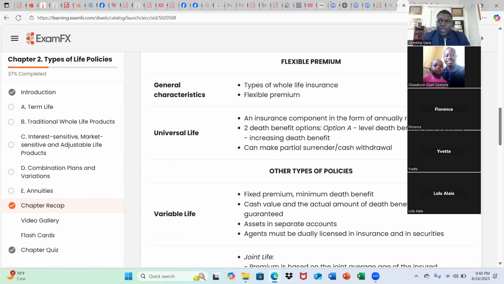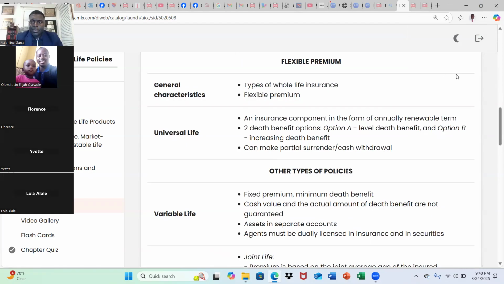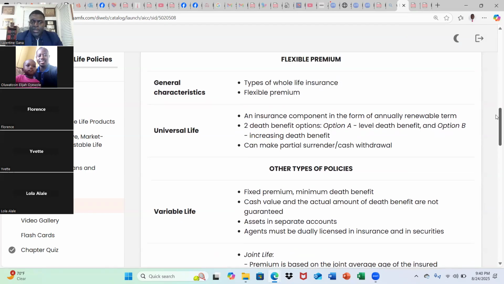We're talking about these concepts here. Olua, are you there? Yes, I am. Just wanted to make sure that somebody was paying attention.